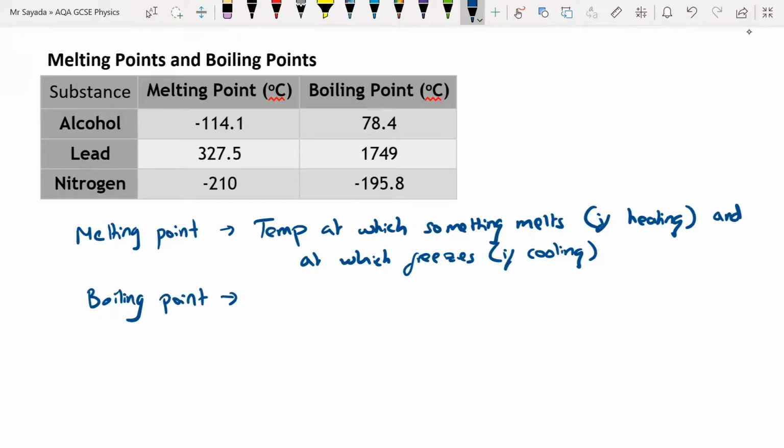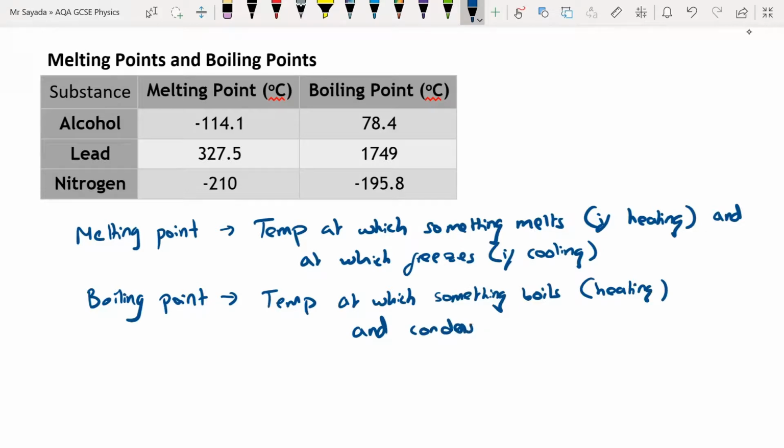You should have now written a definition of boiling point. So boiling point is the temperature at which something boils if you're doing what? You should have said if you're heating it. And condenses if you're doing what? You should have said cooling it. Now I've done some examples.